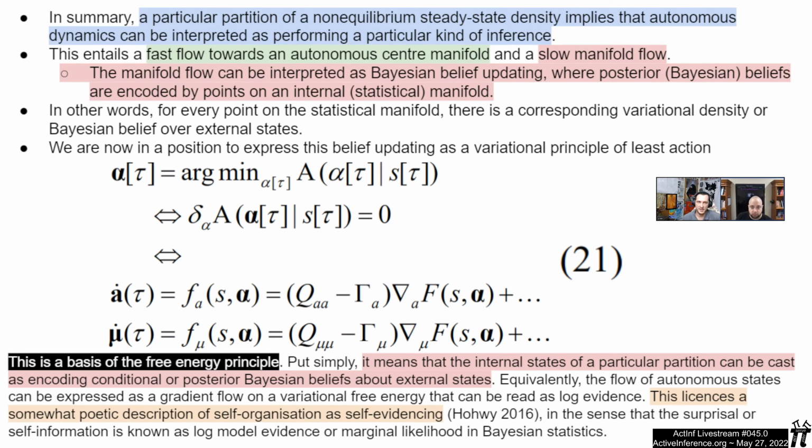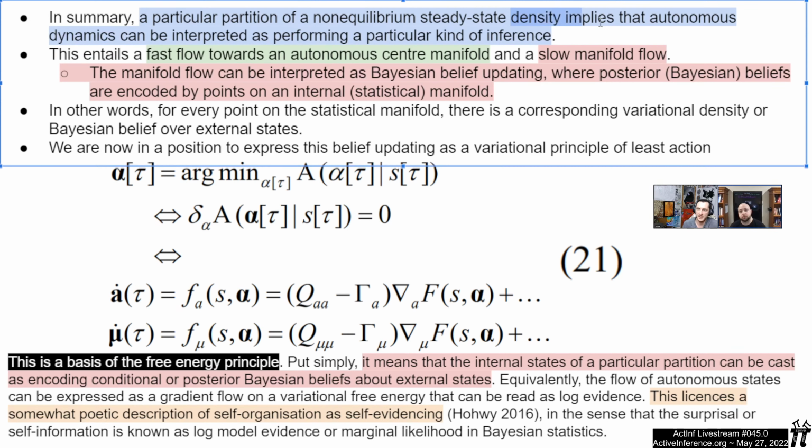Now they're going to summarize this section. A particular partition of non-equilibrium steady state density implies autonomous dynamics can be interpreted as performing inference. A particular kind. It's not doing every kind, it's doing a specific kind. And it's a particle. There's the fast flow towards the center manifold and the slow flow on the manifold.